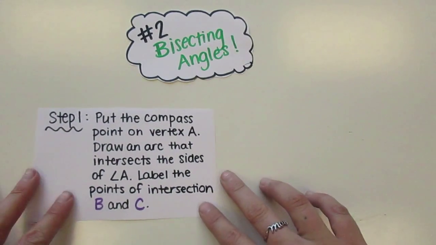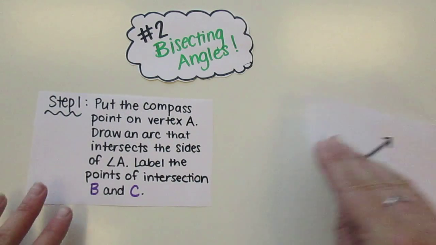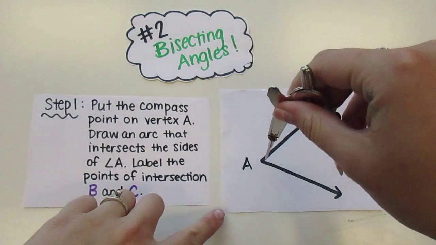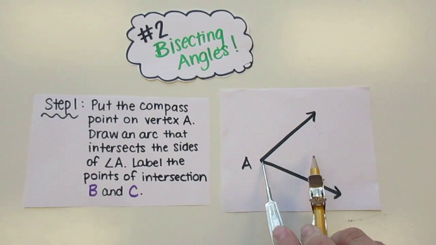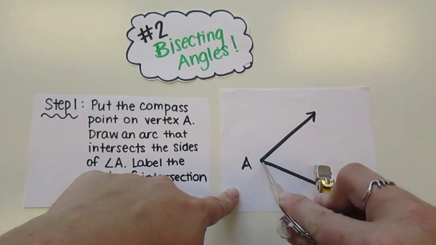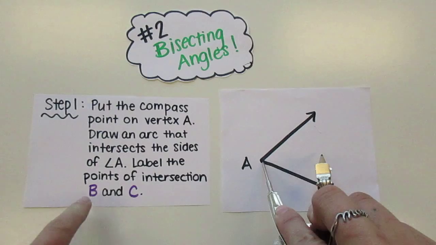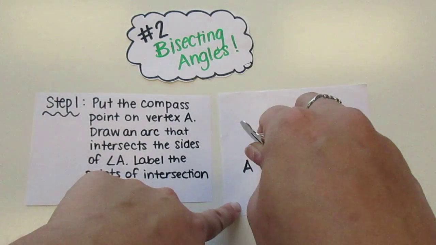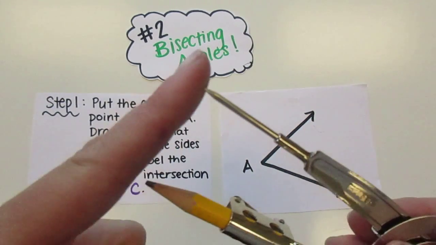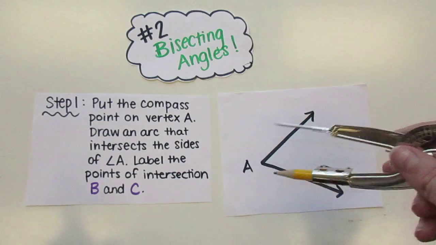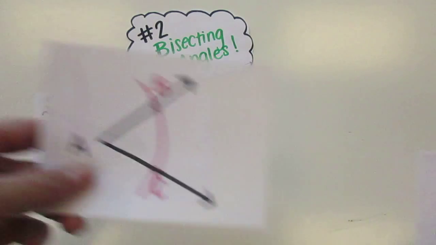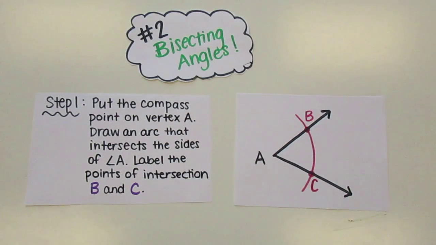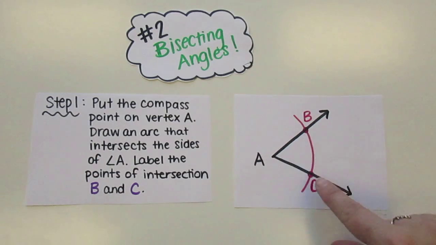So, step 1, we're looking at our angle A. Put the compass point on vertex A. Just like I did the first time, I'm going to put that compass point there, and draw an arc that intersects both sides and label those points of intersection B and C. See, that's where the B and C are coming from. So you just put a point there, draw an arc. It doesn't matter how wide or close you want your compass to be, as long as it intersects both sides of this angle. There is my angle with my arc intersecting both sides to form points B and C.